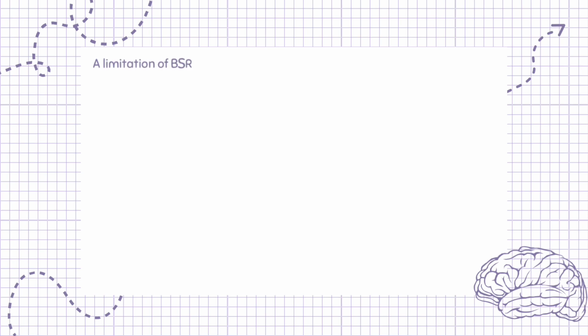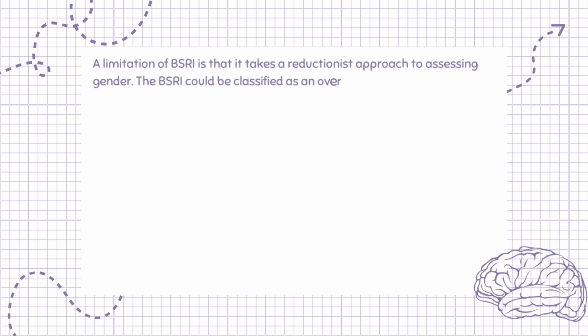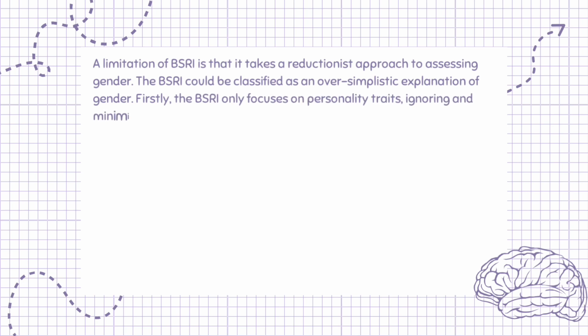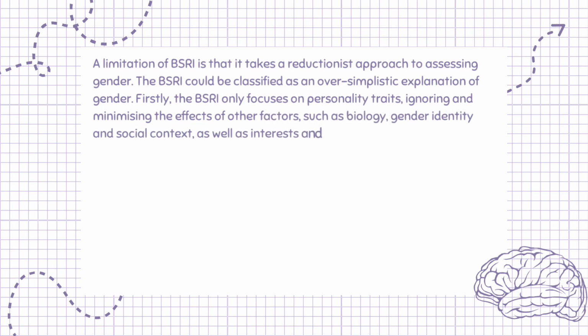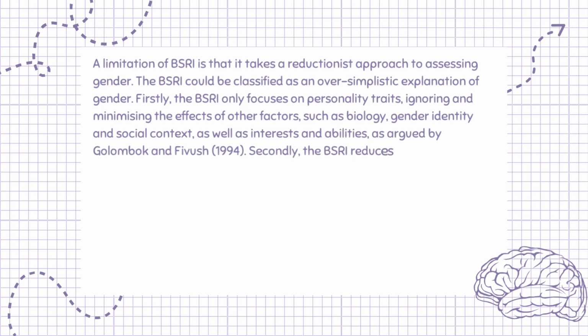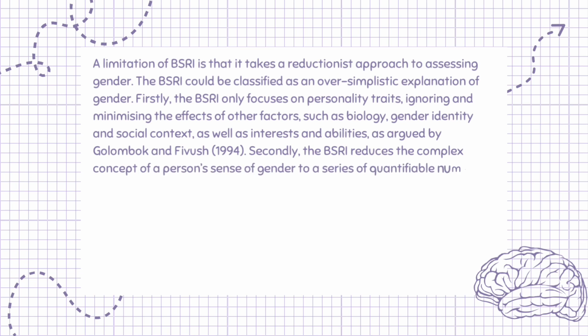A limitation of the BSRI is that it takes a reductionist approach to assessing gender. The BSRI could be classified as an oversimplistic explanation of gender. Firstly, the BSRI only focuses on personality traits, ignoring and minimizing the effects of other factors, such as biology, gender identity, and social context, as well as interests and abilities, as argued by Golombok and Fivush, 1994. Secondly, the BSRI reduces the complex concept of a person's sense of gender to a series of quantifiable numbers.